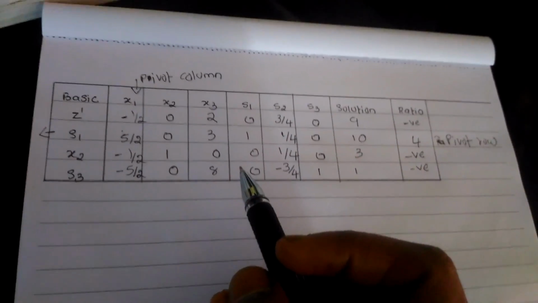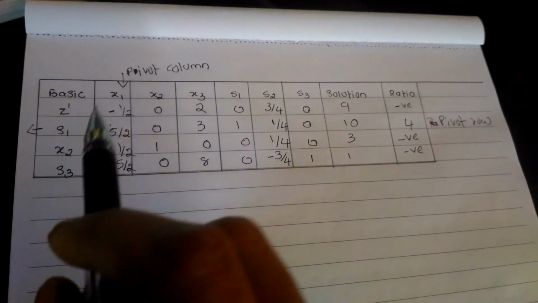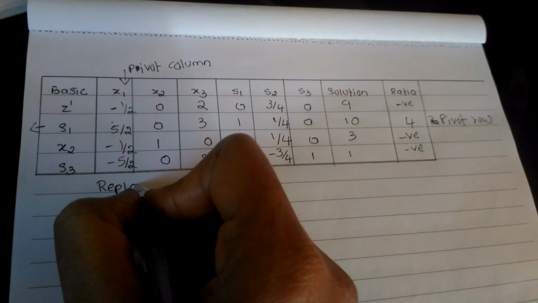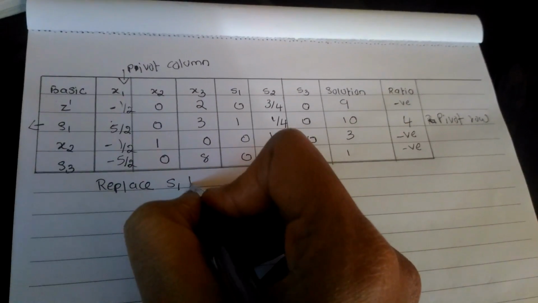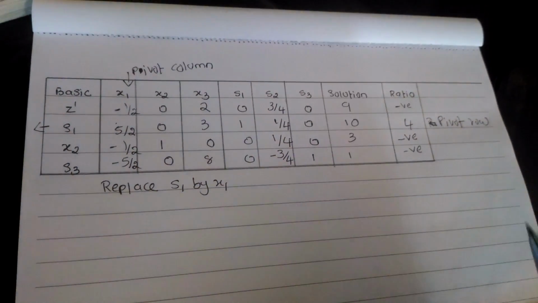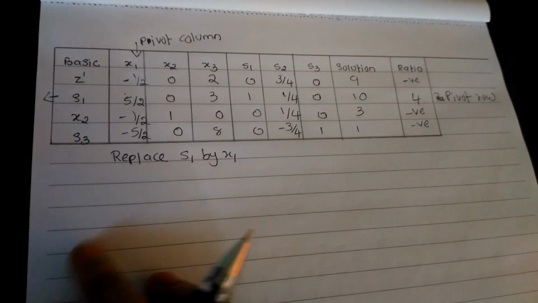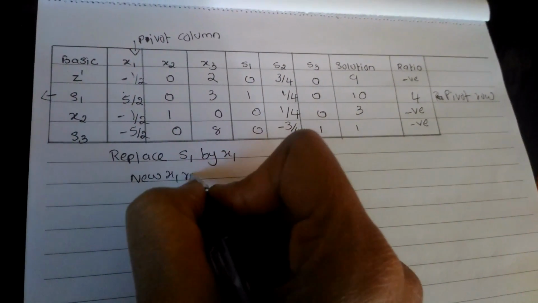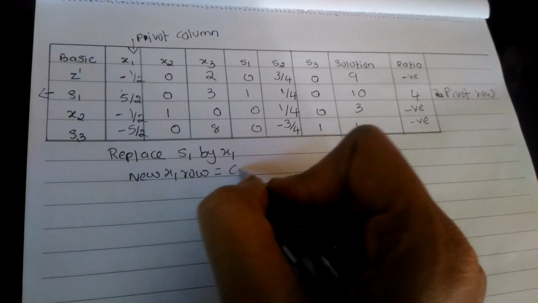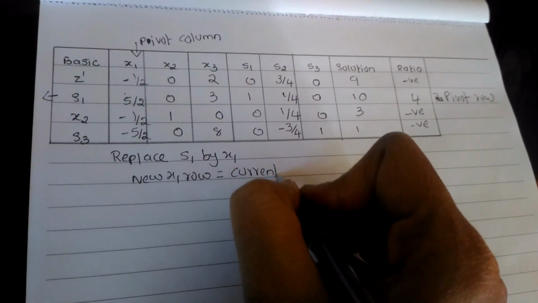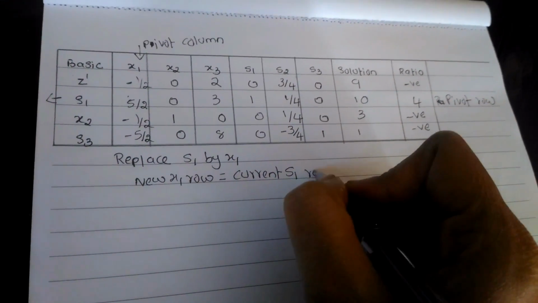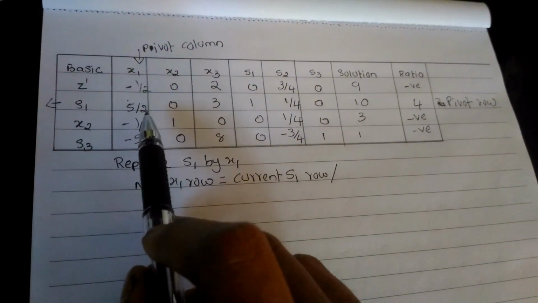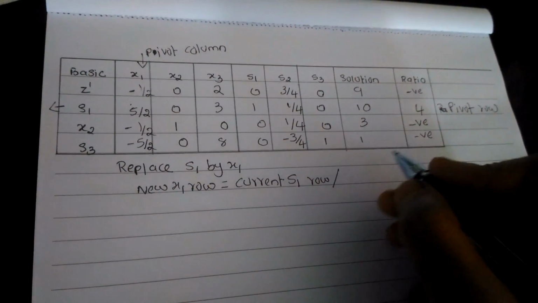Apply the same method that we applied in iteration number 1. Now we have to write a simple statement. Replace S1 by X1. Now what is the formula to find out the values of X1 row? New X1 row is equal to current S1 row whole divided by the pivot column value for that row. The pivot column value for this row is 5 divided by 2.